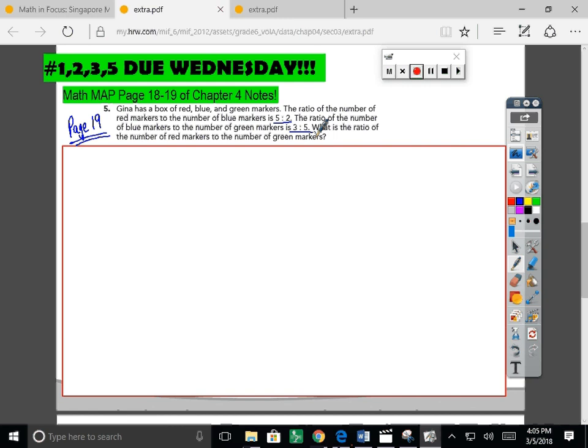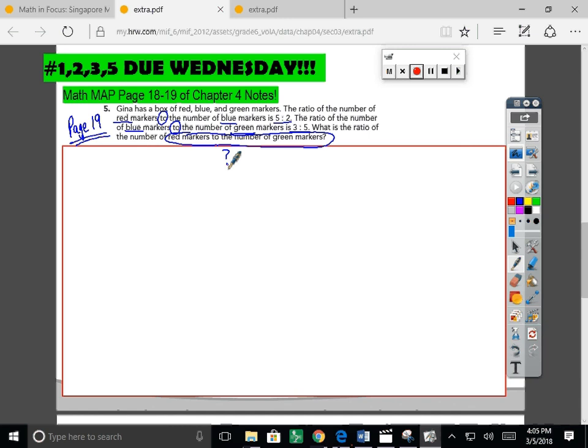Let's go ahead and read what we need to start with. Gina has a box of red, blue, and green markers. The ratio of the number of red markers to the number of blue markers is 5 to 2. The ratio of the number of blue markers to green markers is 3 to 5. What is the ratio of the number of red markers to the number of green markers? Oh, in a minute I'm going to answer this question.